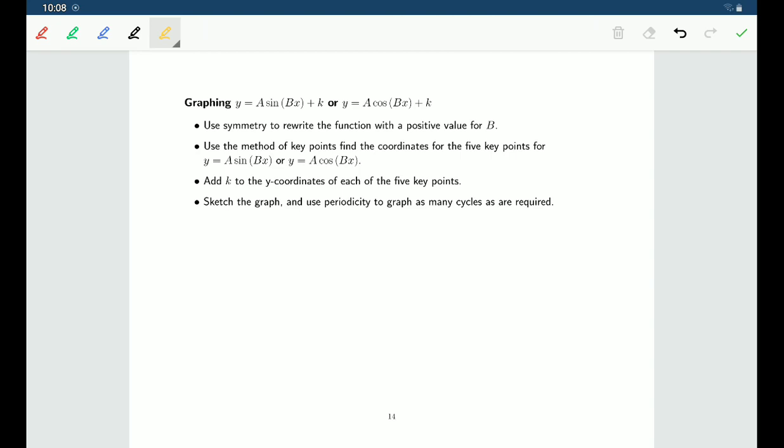Basically, the idea is the same. First, start by graphing a sine bx or a cos bx. In other words, deal with the vertical stretch and the horizontal compression. Once you know where those key points are, great, good for you. Now you just add k to every y coordinate, because that's exactly what a vertical shift is. Whatever k is, that's the amount that's being added on to the y value. And then, of course, if you need to do 2 cycles, then once you've done 1 cycle, just repeat what you've got.